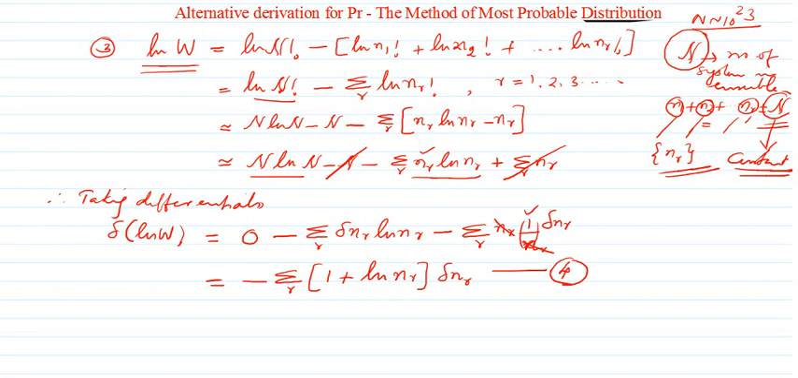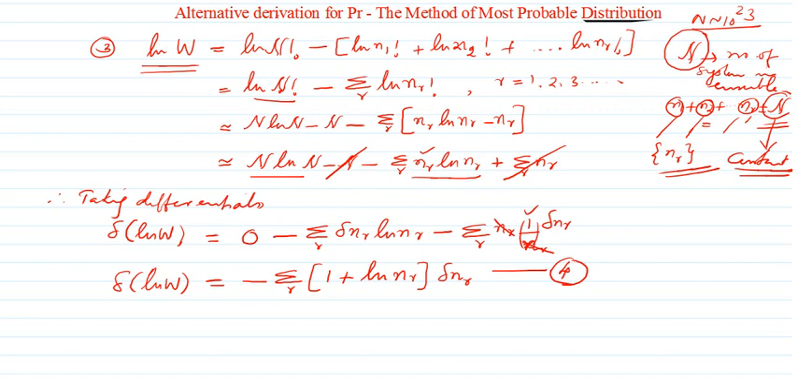So what is this equation number 4? Equation number 4 represents the differential of log w. Let's pause a second and look back. What was this w? W was the number of ways in which a distribution set nr can occur. And we were trying to maximize w in order to find out the most probable distribution set. And instead of maximizing w, we went on maximizing log of w, because w is a pretty large number. And finally we have reached this equation, delta of log w equal to equation number 4.